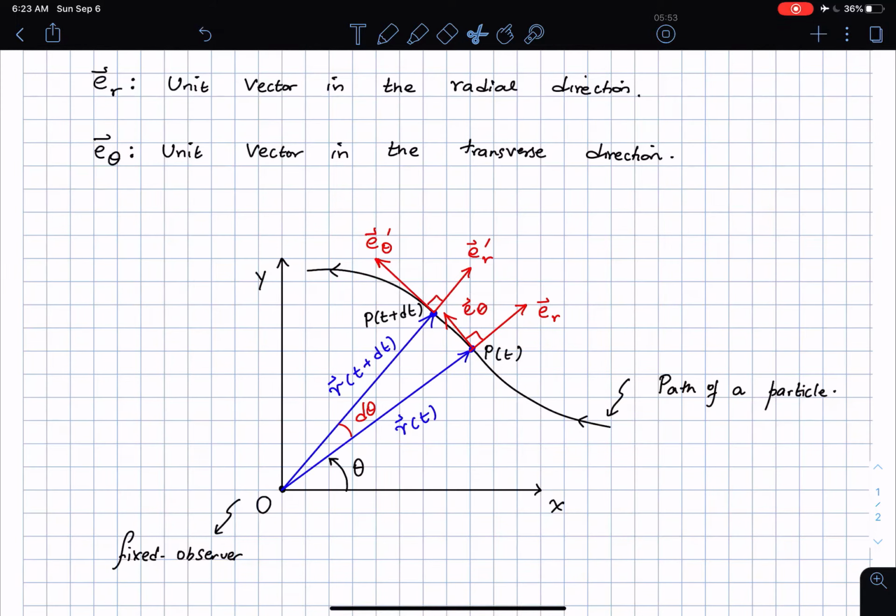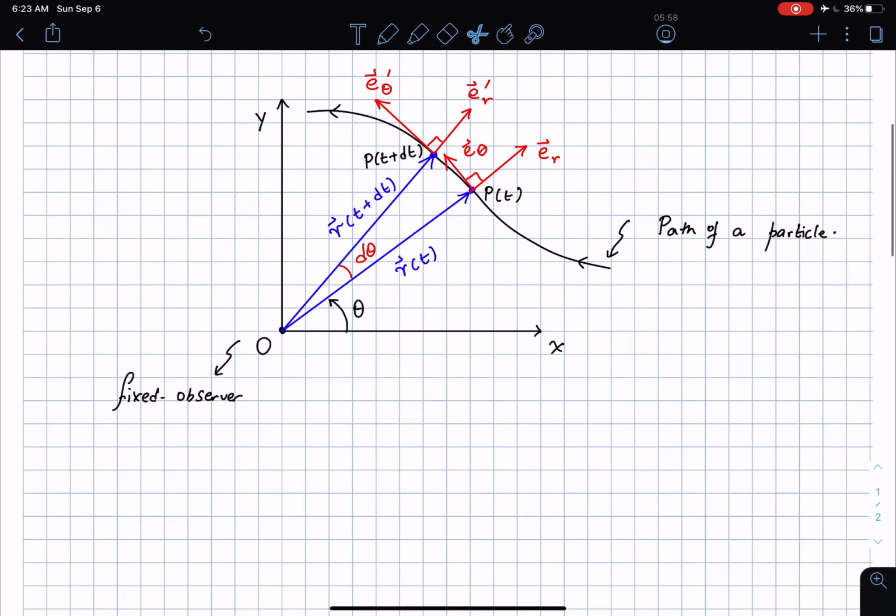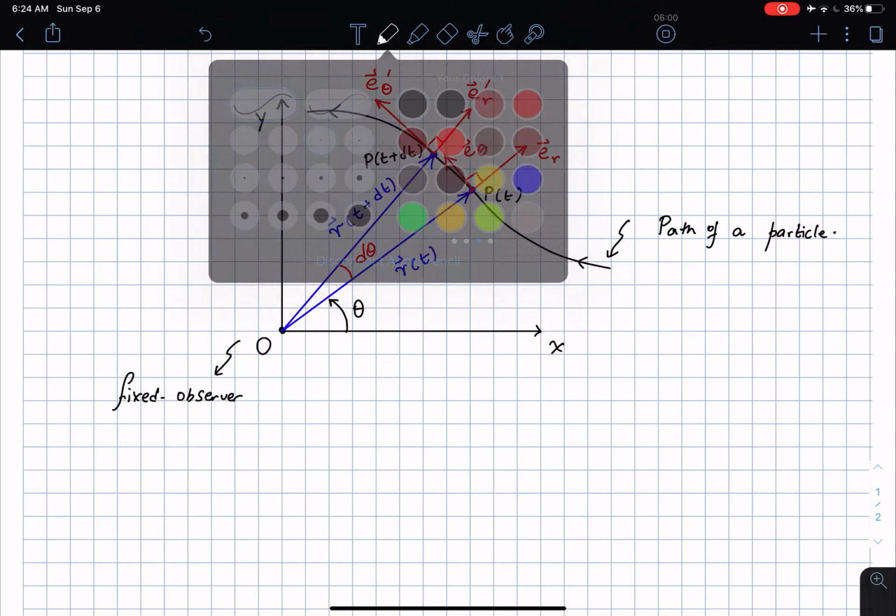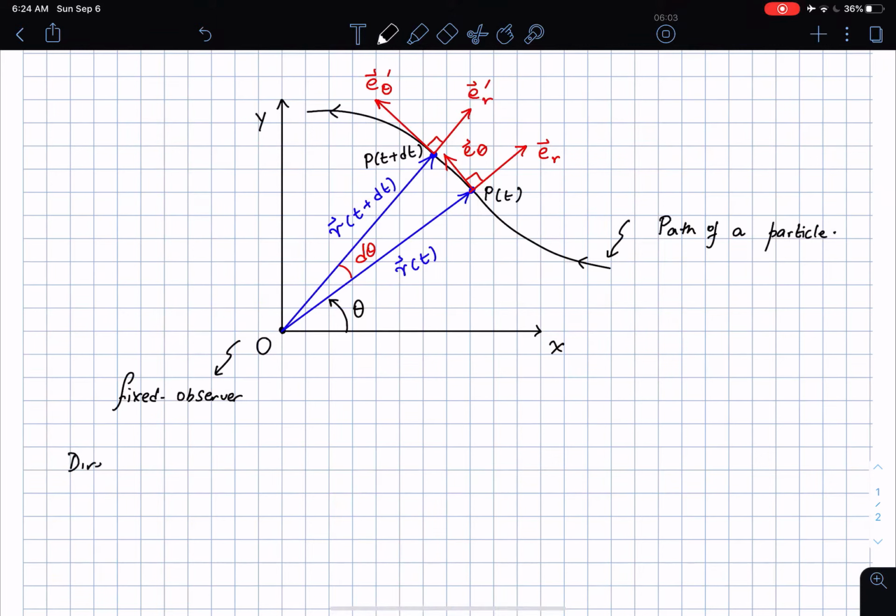All right. So once we have these directions nailed down, here is what I'm going to be writing out. The direction of E_r will be pointing towards the particle from a fixed observer in the direction of the position vector.